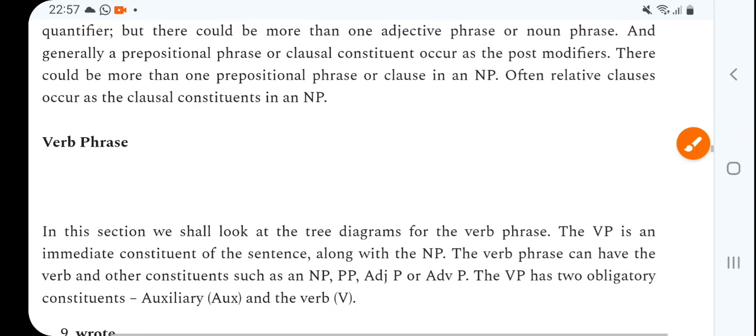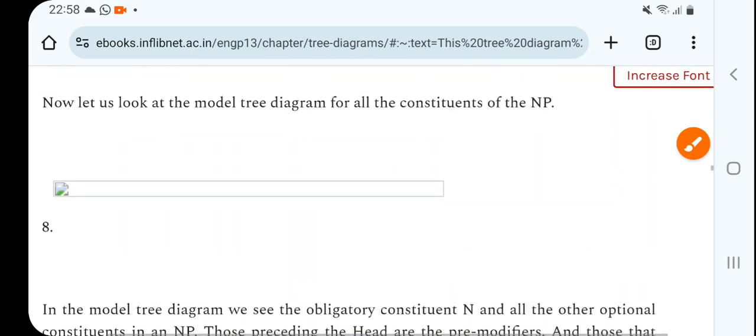But there could be more than one adjective phrase or noun phrase. Generally a prepositional phrase or clausal constituent occurs as the post-modifier. There could be more than one prepositional phrase or clause in a noun phrase. I am telling you the post-modifier in this sentence.